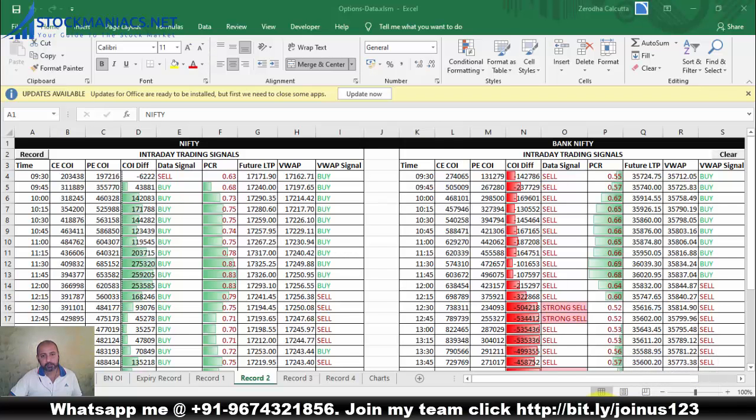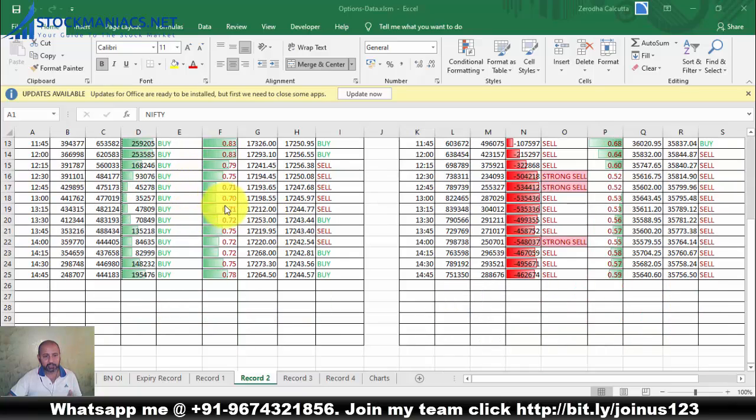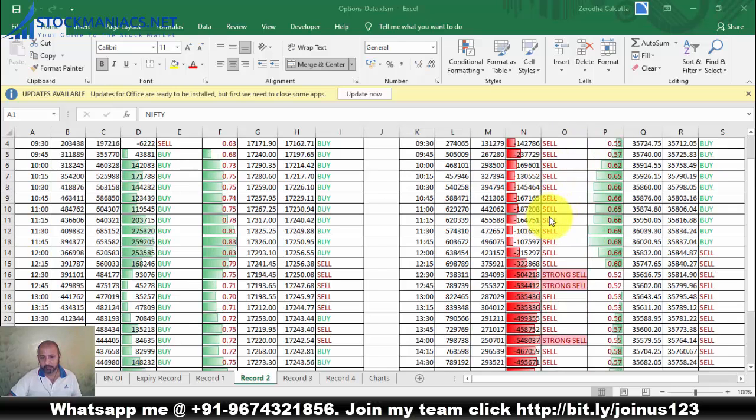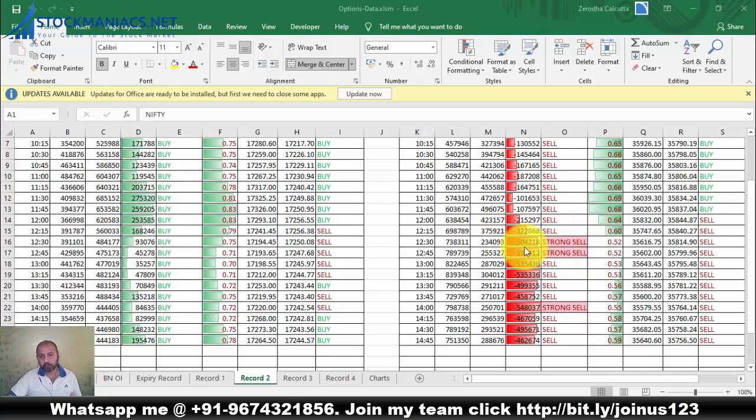So guys, this is my Excel sheet. I pull data in this Excel and here you can see I plot the data every 15 minutes. As in the Excel, I can see Nifty is on the buy side as per the data and Bank Nifty is on the sell side as per the data. In between we have also got a strong sell in Bank Nifty. So this is what the data speaks.